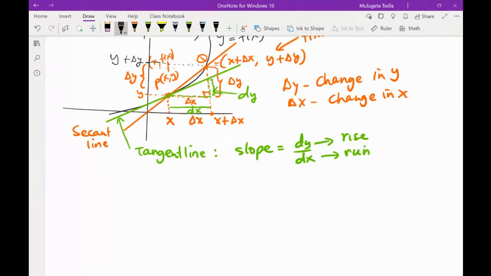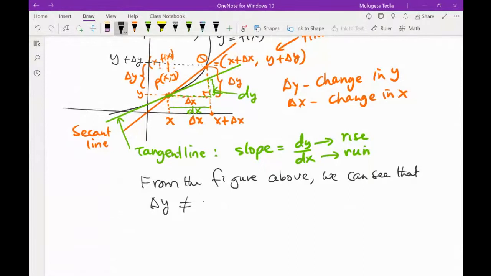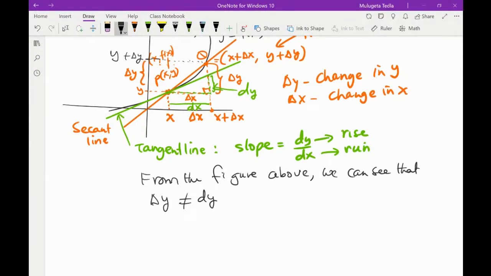I hope you follow me. So from the figure above, we can see that delta y and dy are not the same. Delta y is the rise of the slope of the secant line. dy is the rise of the slope of the tangent line. So they are not equal. We are talking about this distance versus this distance. This is dy, this is delta y. This is what we see from there, right?